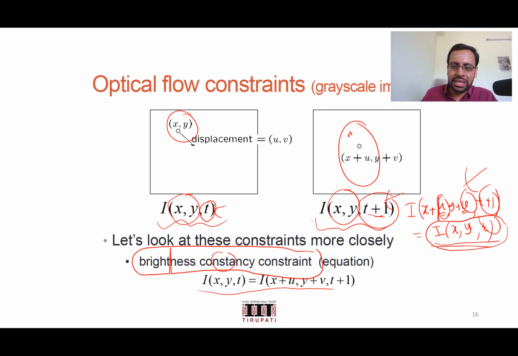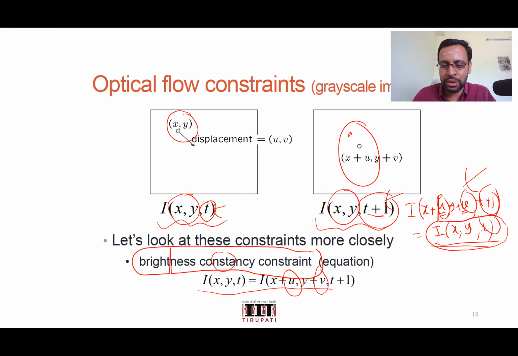Now since we are saying that the object has moved, that means this intensity maps to an intensity which is there in the neighborhood. It can move in both x and y. The displacement in x is u, the displacement in y is v. So what we are now trying to solve here is I of x comma y comma t is equal to I of x plus u comma y plus v comma t plus 1.